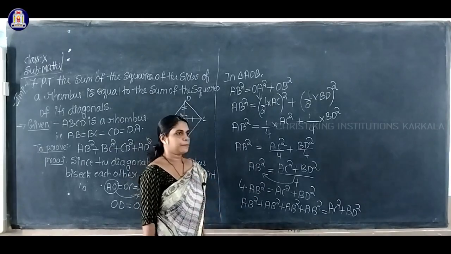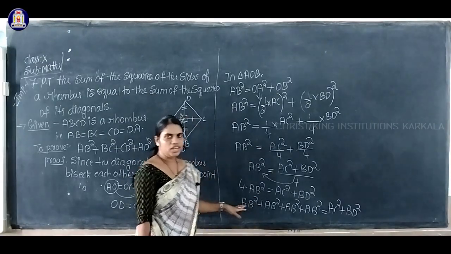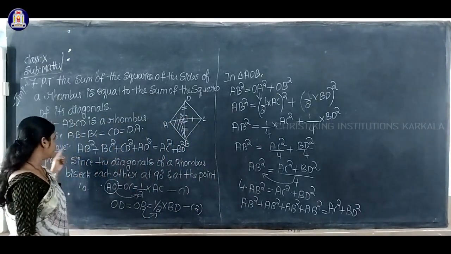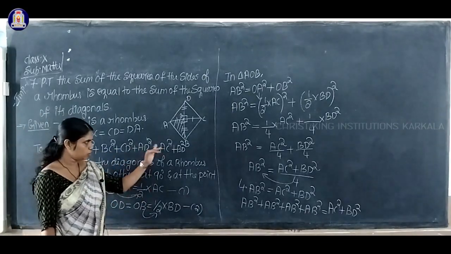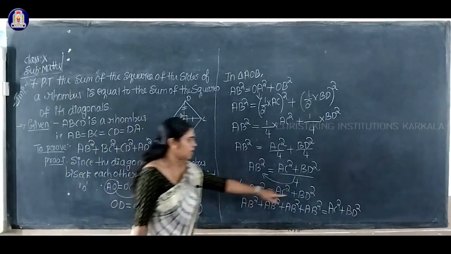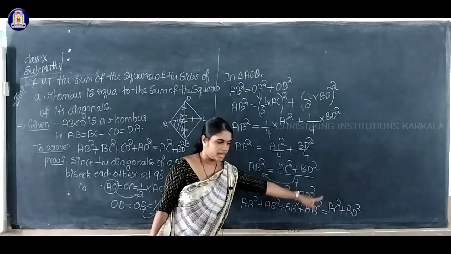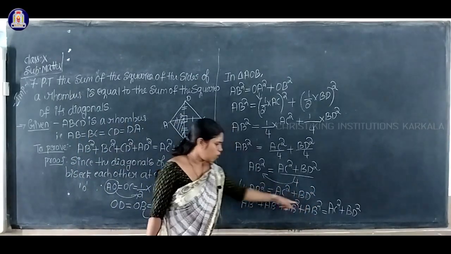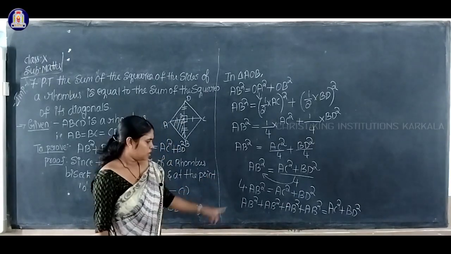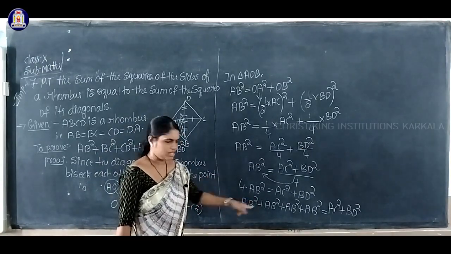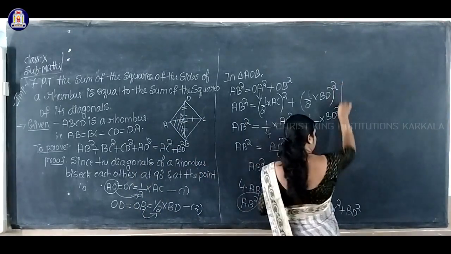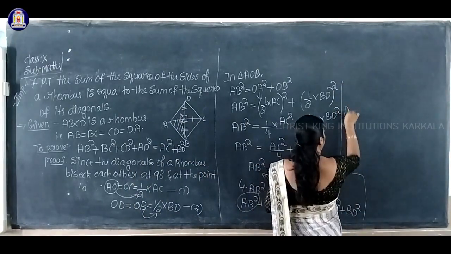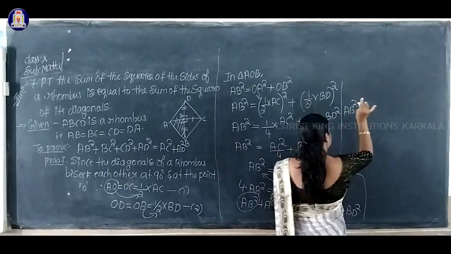Our result must be what we are going to prove here: to prove AB square plus BC square plus CD square plus AD square equals AC square plus BD square. Right hand side result we already got, AC square plus BD square. Then what about this left hand side? First one is AB square, isn't it? First one I'll write as it is.